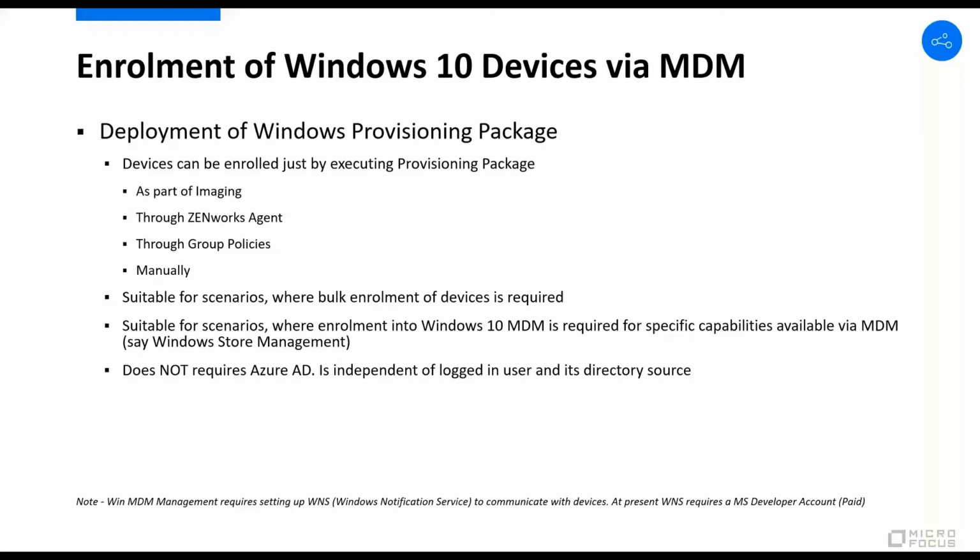This package can be embedded as part of the imaging, or if the device is already enrolled with the ZENworks agent, you can put it in a bundle and just have it executed on the device. You can also push this package through a group policy, or in the worst case, you can always put it on a server and have your users download it and execute it. This is very suitable for scenarios where bulk enrollment of the devices may be required.